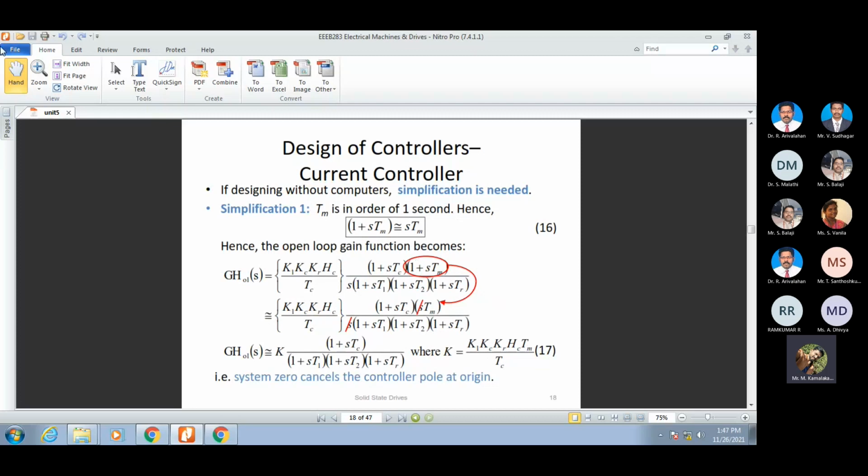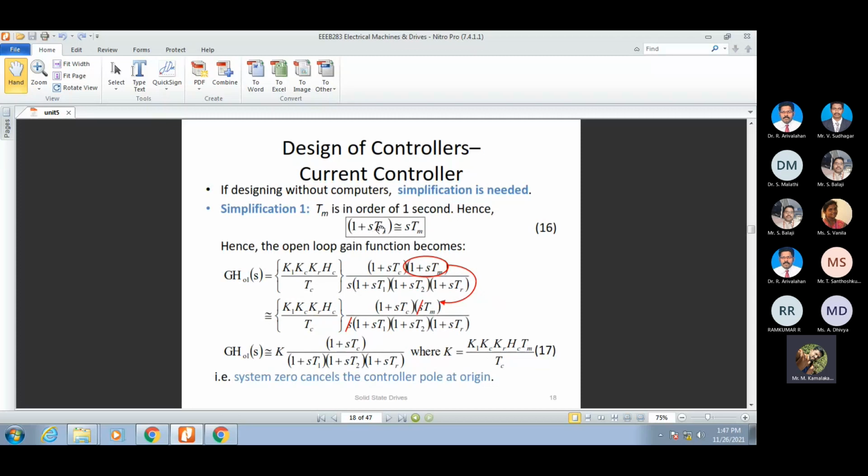That is what we have discussed during the morning session. So the Tm value is very, very small. It's on the order of a second, not even 1 second. It is in terms of milliseconds. That's why it is very small in nature. The Tm itself is very, very small so that the 1 can be neglected.